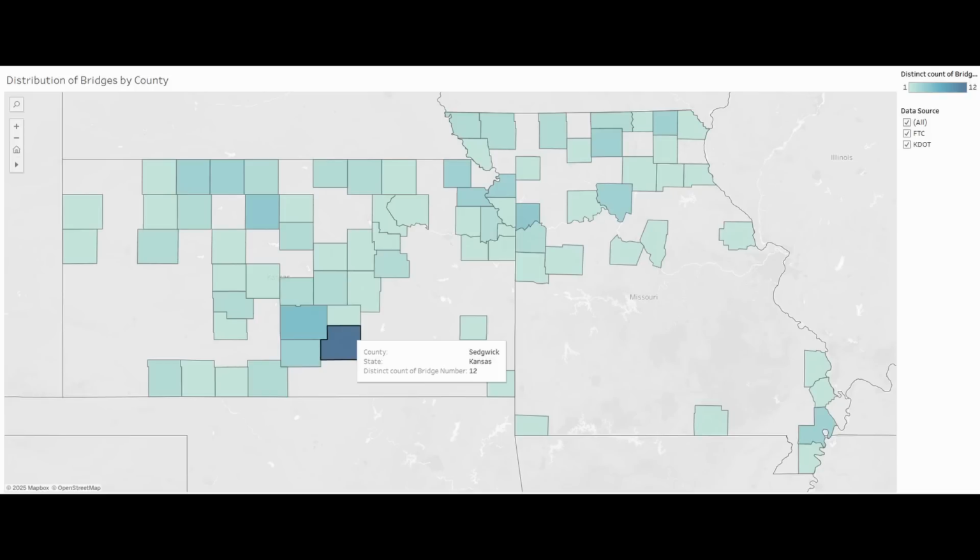So we're going to be talking more about Sedgwick County here. We have 12 bridge projects in Sedgwick County that are currently in the data set.